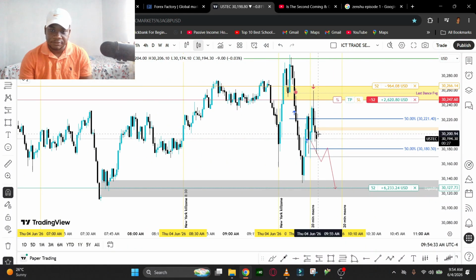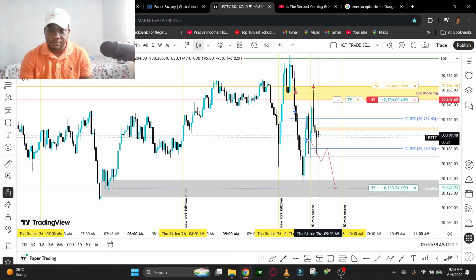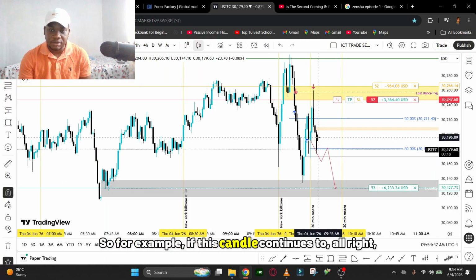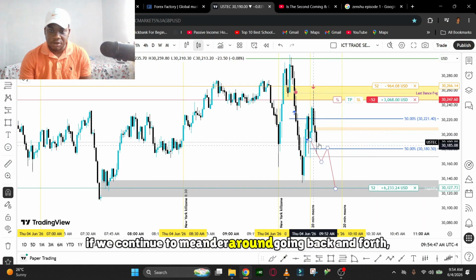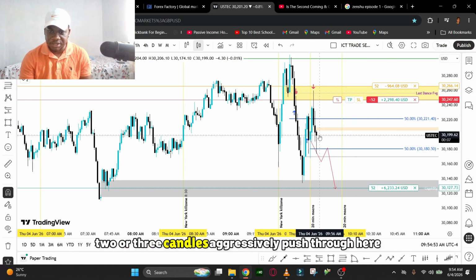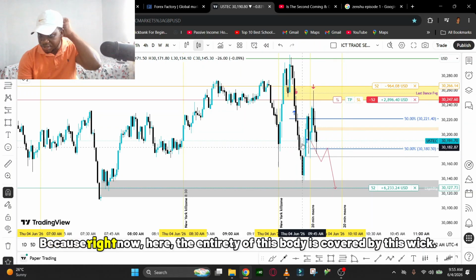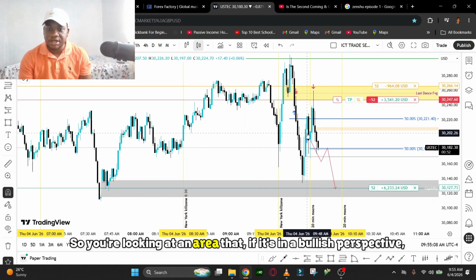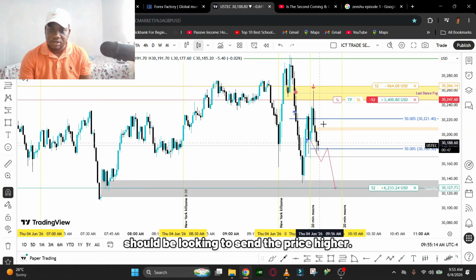Now if you're in this trade, you want to see the market smash through the midpoint and not respect it like what you're seeing here. So for example, if this candle continues to, alright, so we're having a strong push, but just for example, if it continues to meander around, going back and forth, wicking back and forth, what you'd like to see is that the next 2 or 3 candles aggressively push through here and trade down to the volume imbalance. So these are the things that you want to look out for, because right now here the entirety of this body is covered by this wick, so you're looking at an area that, if it's in a bullish perspective, should be looking to send the price higher.